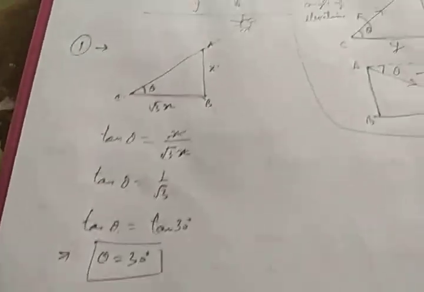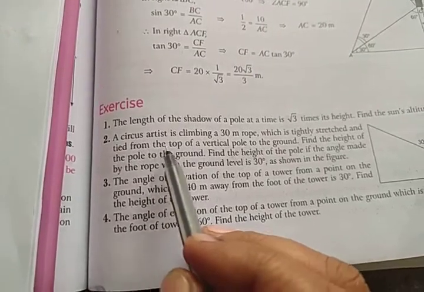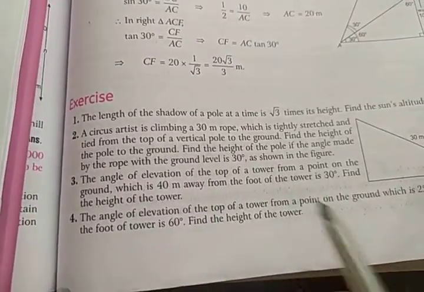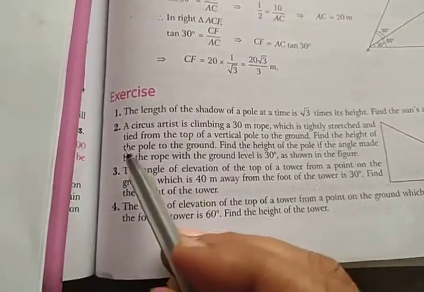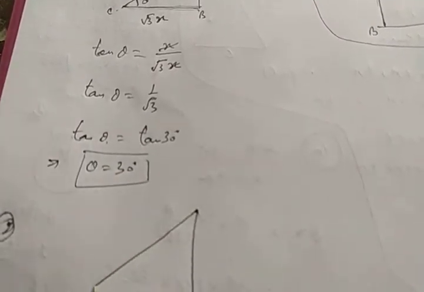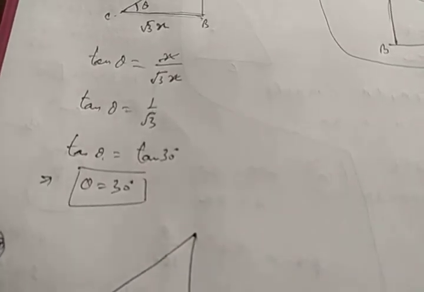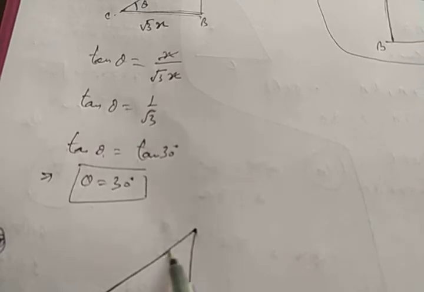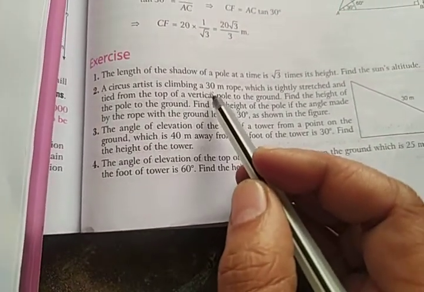Now I should take question number 2. It is somewhat different. The question is saying a circus artist is climbing a 30-meter rope, which is tightly stretched and tied from the top of a vertical pole to the ground. It is the same thing I was just telling you. This is a pole and a string is tightly holding the pole from the ground like this, and the climber is riding on this rope.